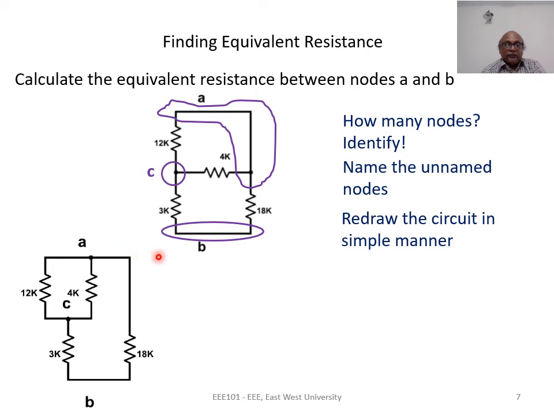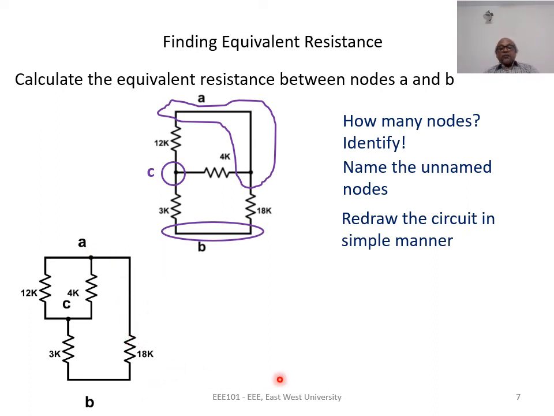This 3K is connected between node C and node B. In our redrawn circuit also, 3K is connected between node C and node B. This horizontal 4K is connected in our original circuit between node A and node C. In the redrawn circuit, we have also connected 4K between node A and node C. Finally, this 18K resistance is between node A and node B. Here 18K is between A and B.